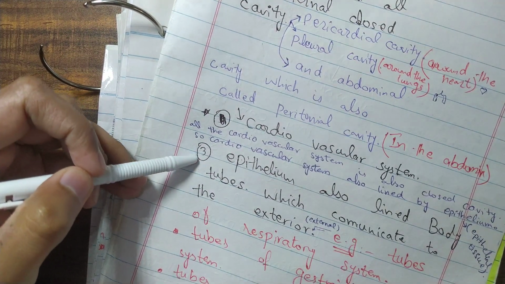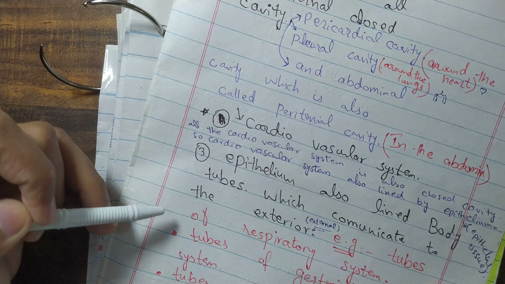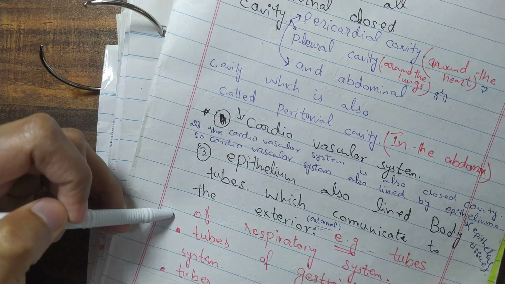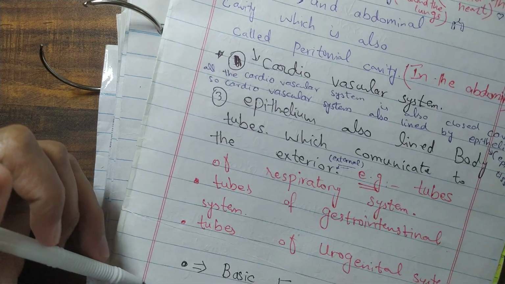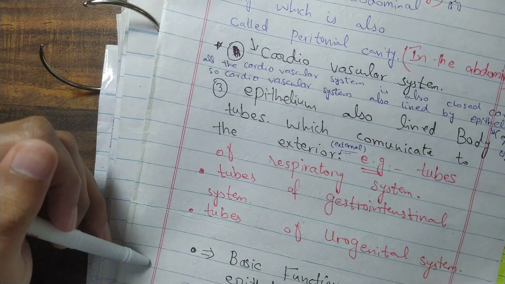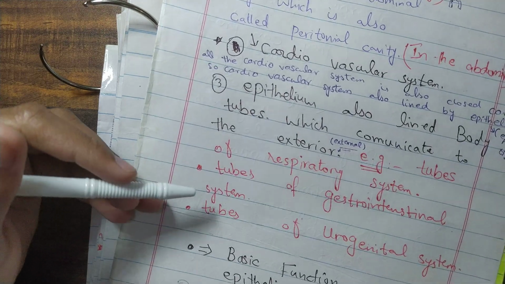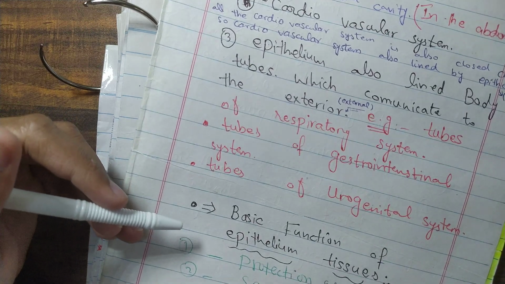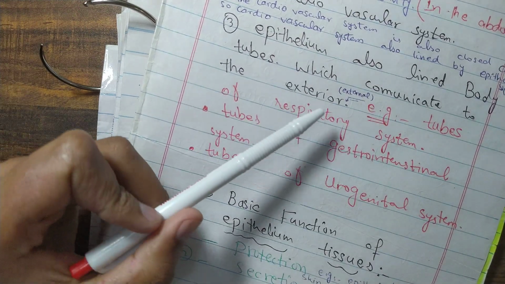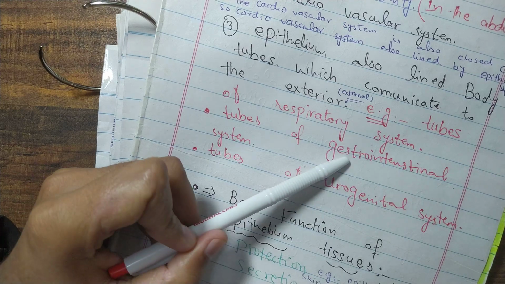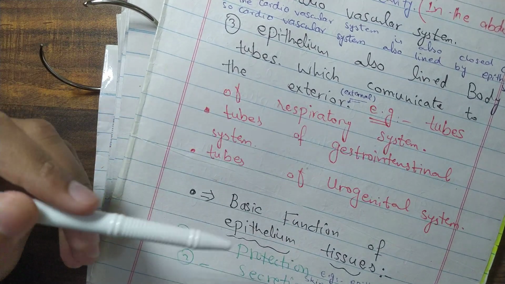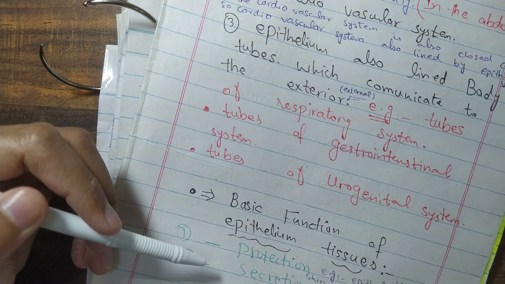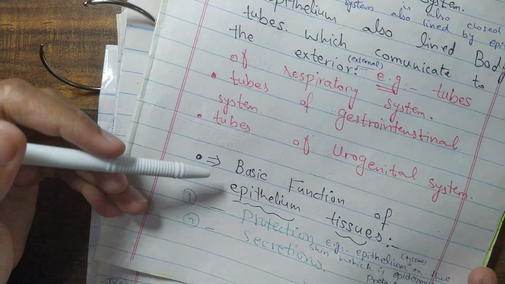Third, epithelium also lines body tubes which communicate with the exterior. For example, the tubes of the respiratory system, the tubes of the gastrointestinal system, and the tubes of the urogenital system. Respiratory system, gastrointestinal system, urogenital system. Basically they make three tubes.